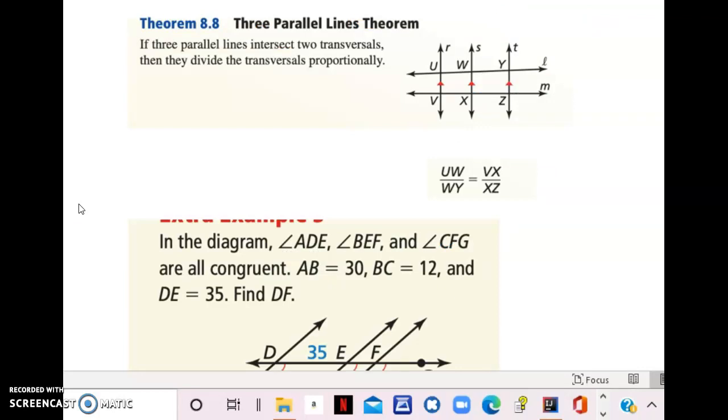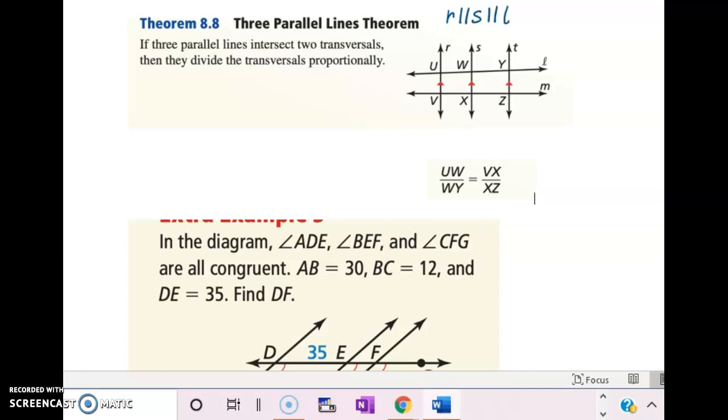There is another theorem that we will consider here that is called the three parallel lines theorem. Now what does it say? It says that if three parallel lines intersect two transversals. So in this case, line R is parallel to S, which is parallel to T. So these three lines intersect two transversals. L and M are transversals. Then they divide the transversals proportionally.